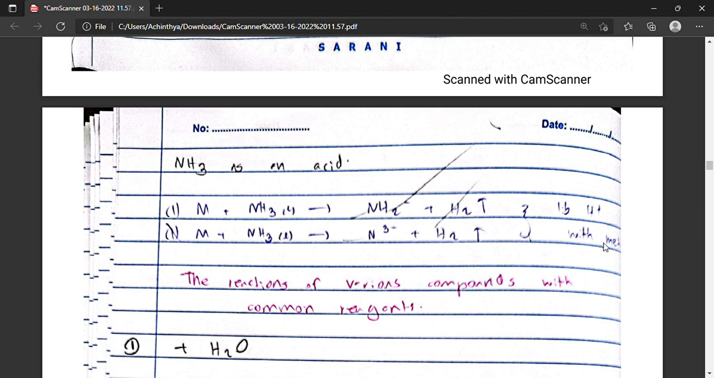In all these cases, what happens is hydrogen gas is evolved when ammonia is reacted with metals, and that is something an acid does. An acid reacts with metals to liberate hydrogen gas while forming a salt, metal salts, in this case metal amides and metal nitrides.